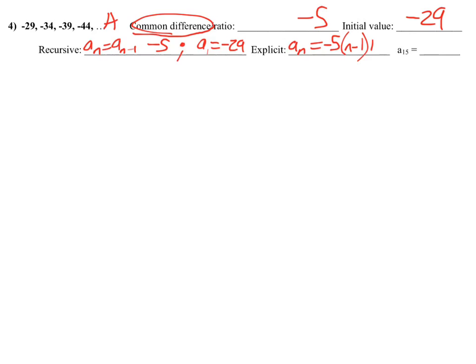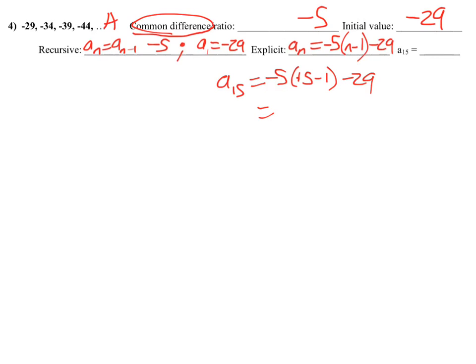Close that up, and then add your initial value of negative 29. Or I guess I could just put subtract 29, which is okay. If you want to get a sub 15, you just take 15 and put it into your explicit function, right, where you see the n, and then you compute that.